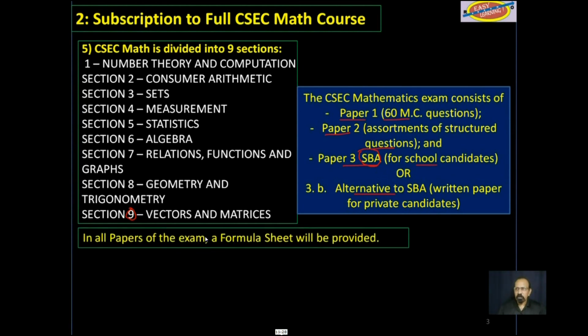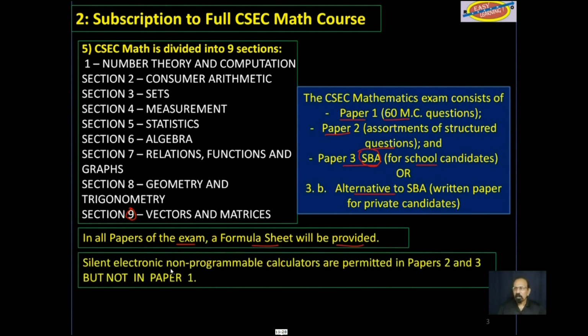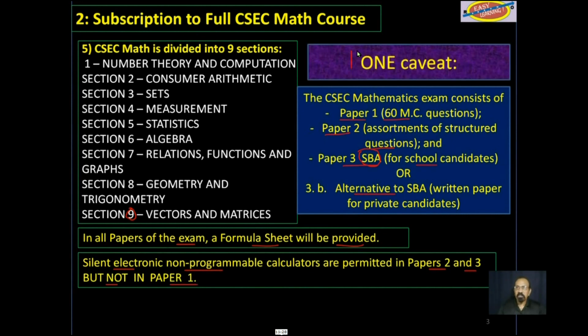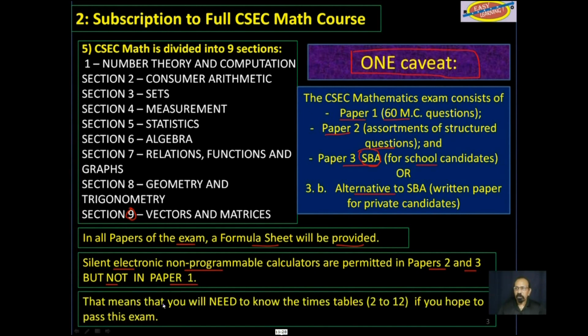In all papers of the exam, a formula sheet will be provided. Silent electronic non-programmable calculators are permitted in Papers 2 and 3, but not in Paper 1. Which brings us to one caveat: you will need to know the times tables 2 to 12 if you hope to pass this exam.